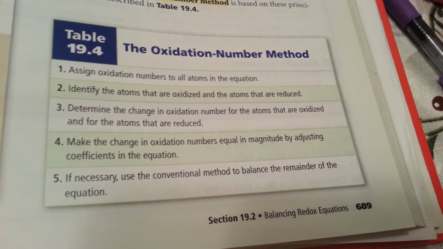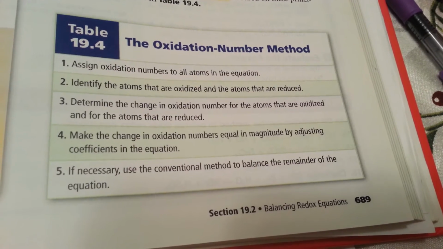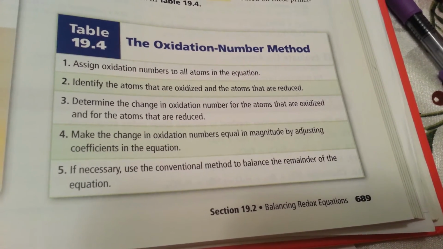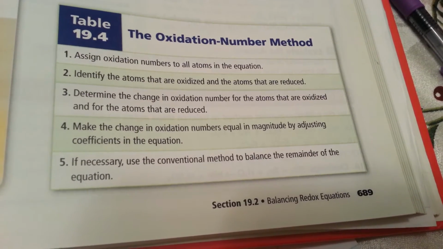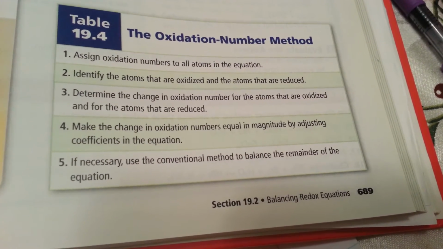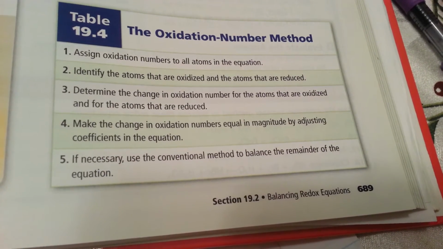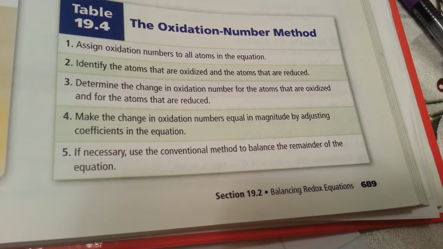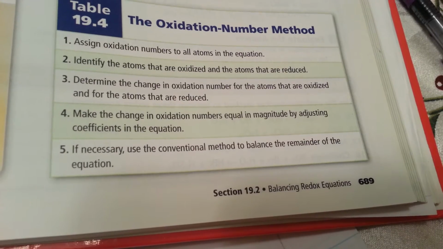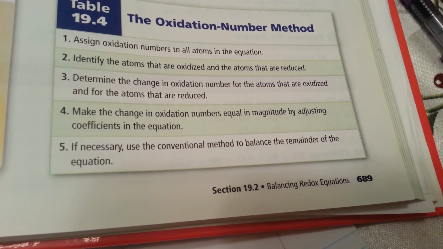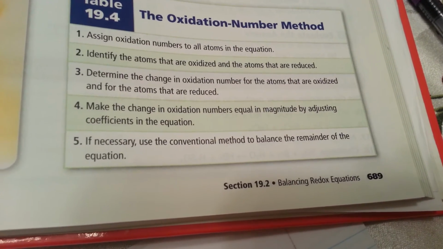The second step, you will then identify the atoms that are oxidized and the atoms that are reduced, the skills that were taught in the previous video. Then you'll have to determine the change in oxidation number for the atoms that are oxidized and for the atoms that are reduced. You then make the change in oxidation numbers equal in magnitude by adjusting the coefficients in the equation. And if necessary, you use the conventional method to balance the remainder of the equation, meaning you add the necessary coefficients to finish balancing.